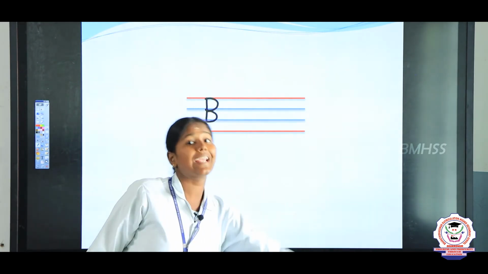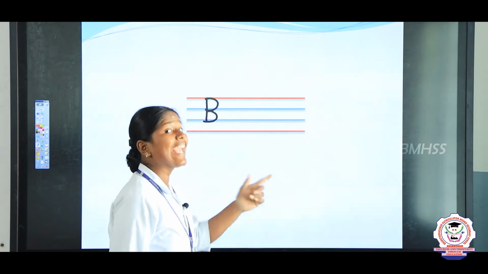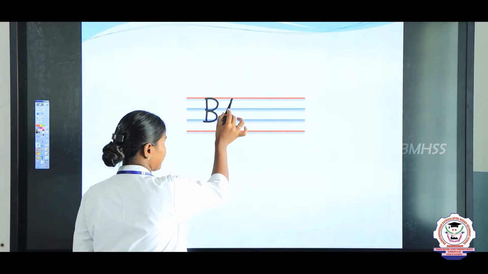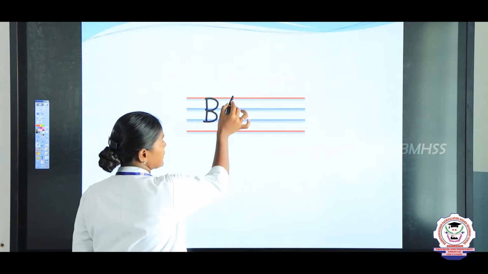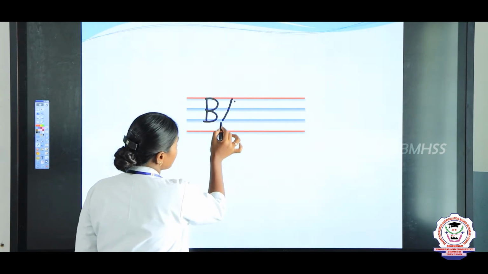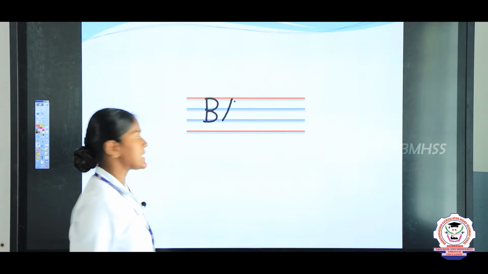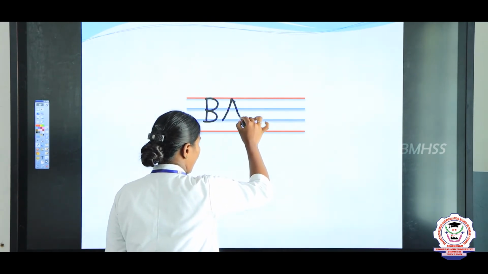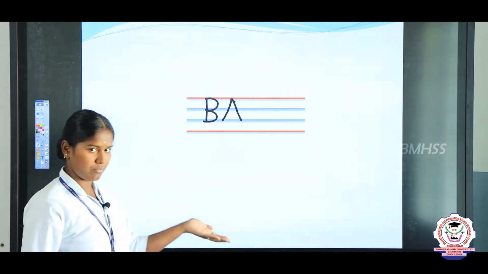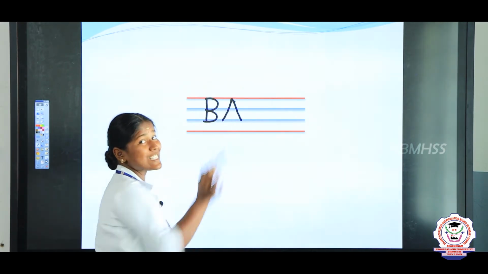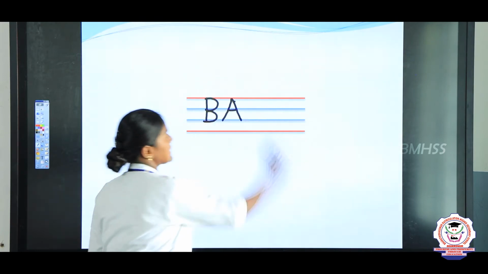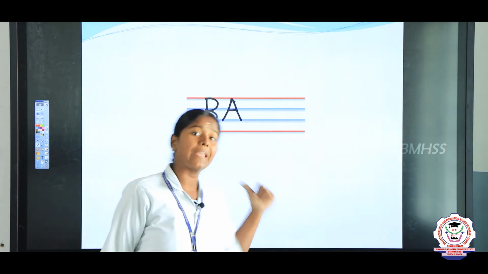The next letter of bat is A. To write A, we need 2 slanting lines. First one, draw like this. From the top pink line to the bottom blue line, draw one slanting line. Then again, from the top pink line, draw one more slanting line till the bottom blue line. And in the center, there's a space, and you join that with the sleeping line. This is the letter A.